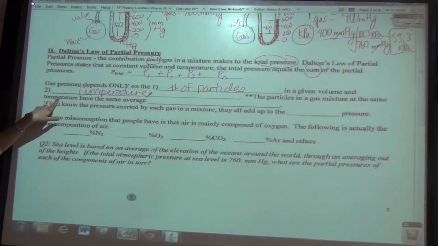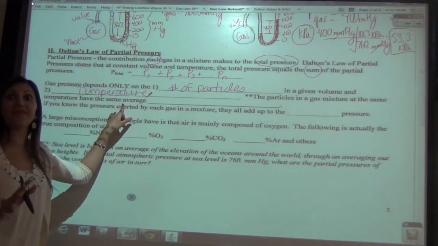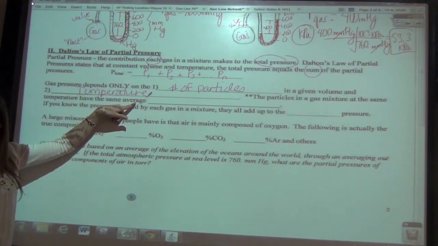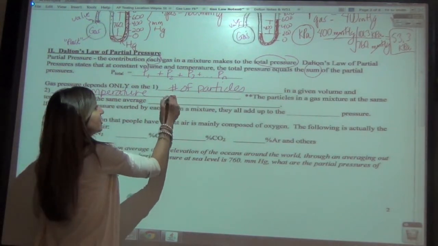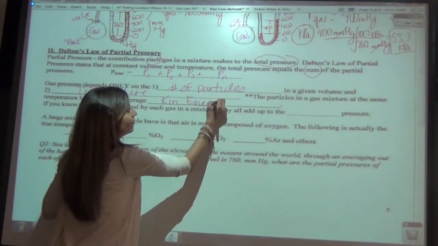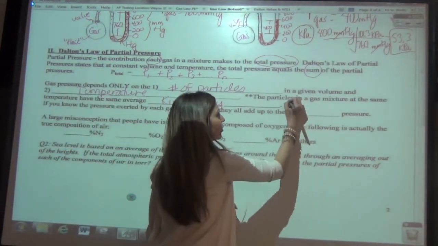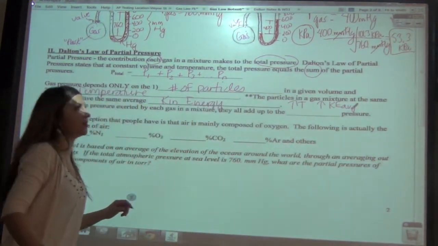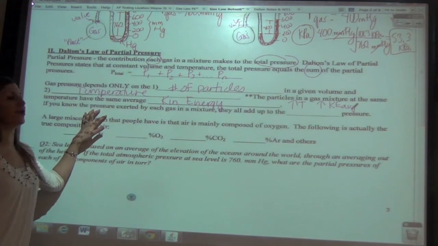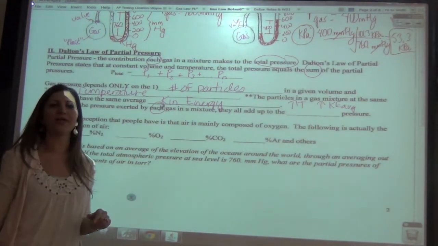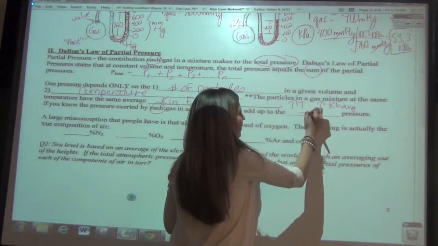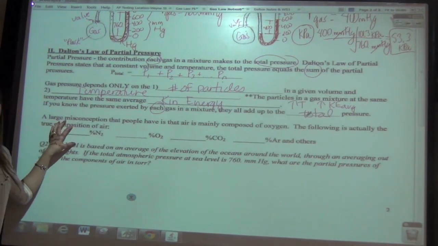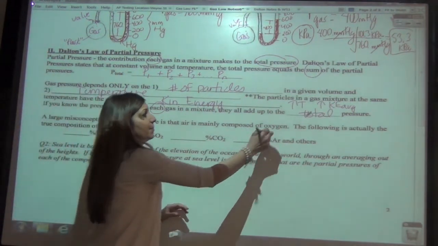The particles in a gas mixture at the same temperature, we talked about this, probably the 10th time we've said it this year, have the same average what? If your temperature's the same, what's the same? Kinetic energy. Awesome. The average kinetic energy. Very good. As you increase your temperature, you're also going to increase your average KE. Those are directly related to each other. If you know the pressure exerted by each gas in a mixture, then all you have to do is add up to get the total pressure. So we already know that. A large misconception that people have is that air is mainly composed of oxygen.